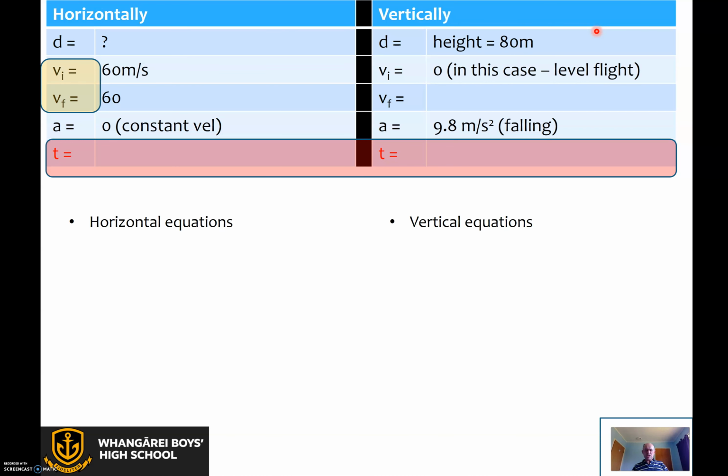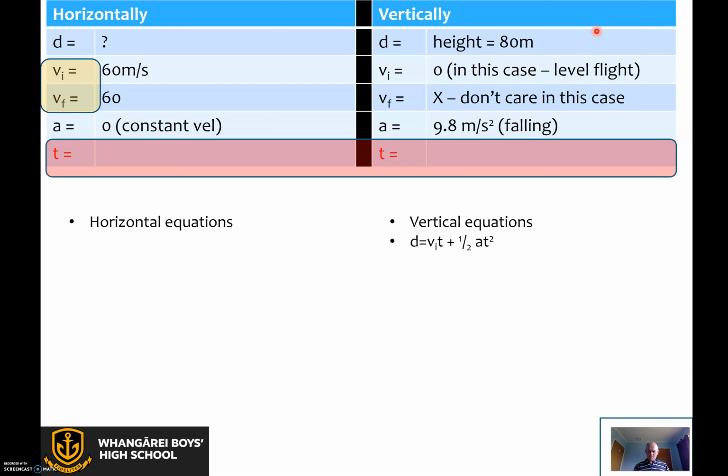Initial vertical velocity in this case, because she's in level flight, is 0. But you can have situations where there's an angled thing, something shooting up and then coming back down. Final vertical velocity, we couldn't care less. It's not a person, it's a rescue life raft, food, water, chocolate, all these things are pretty tough, can hit the water pretty hard, don't matter.